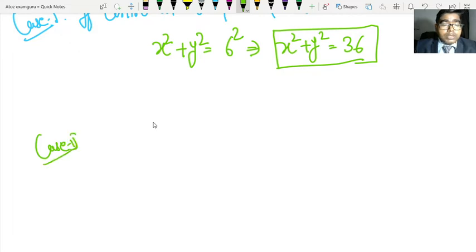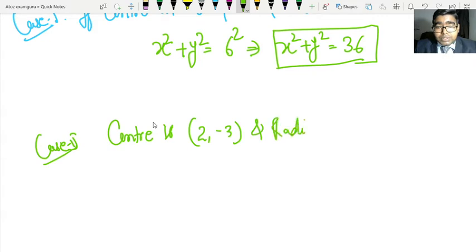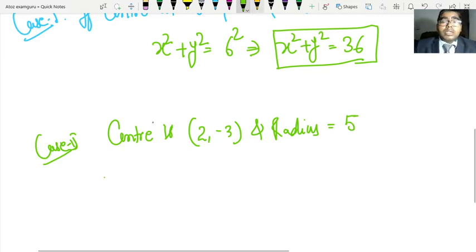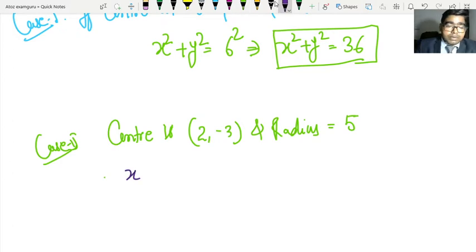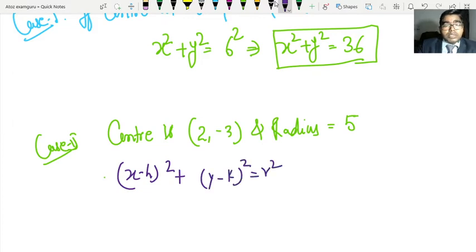If the coordinates of the center are 2 comma minus 3 and the radius is 5, then what is the equation of the circle? Let us see. We know the general equation of the circle is x minus h whole square plus y minus k whole square equal to r square. It means x minus 2 whole square plus y minus 3 whole square equal to r square.